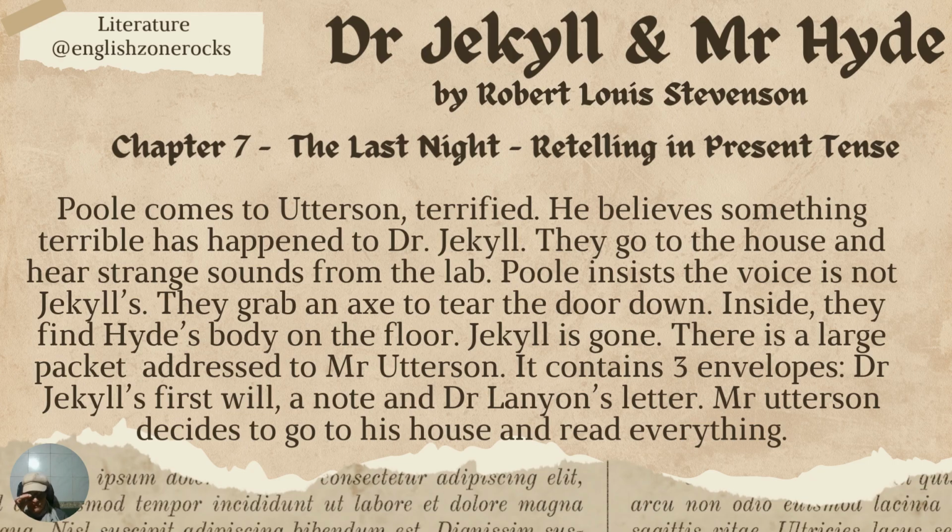Jekyll is gone. There is a large packet addressed to Mr. Utterson. It contains 3 envelopes, and each envelope has got Dr. Jekyll's first will with a modification. Yes, I'll let you know that. A note, a very short note, with instructions, and then Dr. Lanyon's letter. That's the thickest letter. Mr. Utterson decides to go to his house and read everything. Then he's supposed to come back and then they will see what happens, all right?